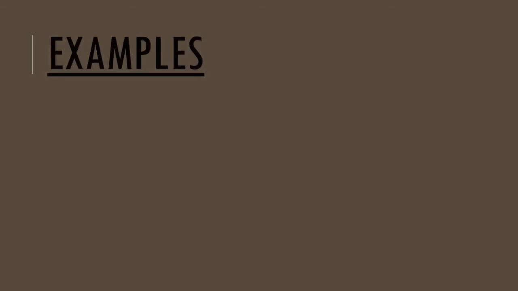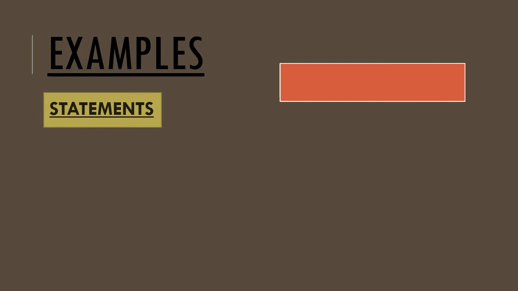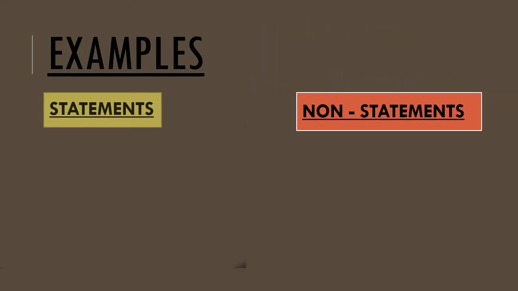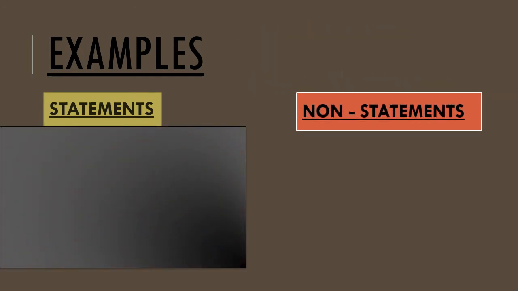Next, let's see examples. We will see examples of statements and also examples of non-statements. Okay, first let's go with statements. Sun rises in the east. It asserts a point, it is declaring a fact, right? So it is an assertive sentence. And what is its truth value? It is obviously true, so the truth value is capital T.